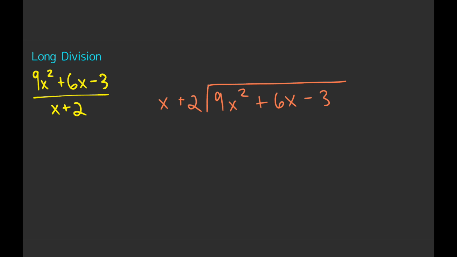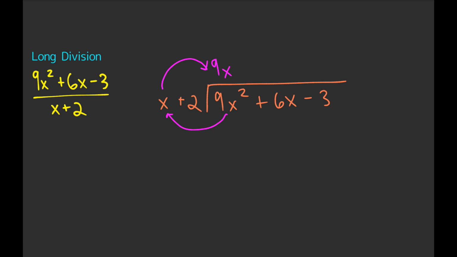Right now we're going to focus on the first term of the dividend, which is 9x squared, and also the first term of the divisor, which is x. We do 9x squared divided by x, and that will equal the first term in our quotient. So what is 9x squared divided by x? Well, that's just 9x.